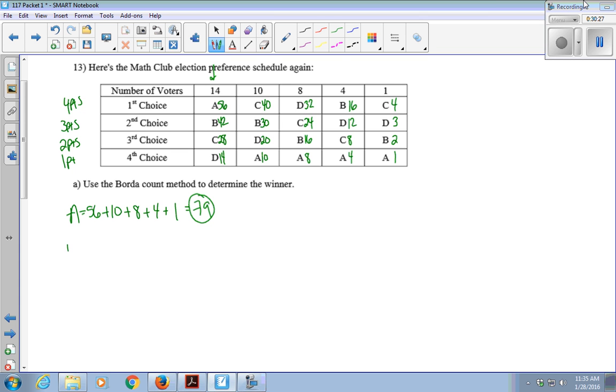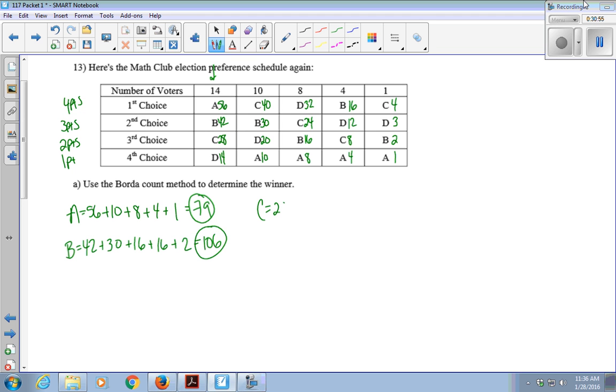And then we add these up for each candidate. B has 42 plus 30 plus 16 plus 16 plus 2. So that's 72, 82, 88, 98. 98 plus 6 is 104, 106 for candidate B.